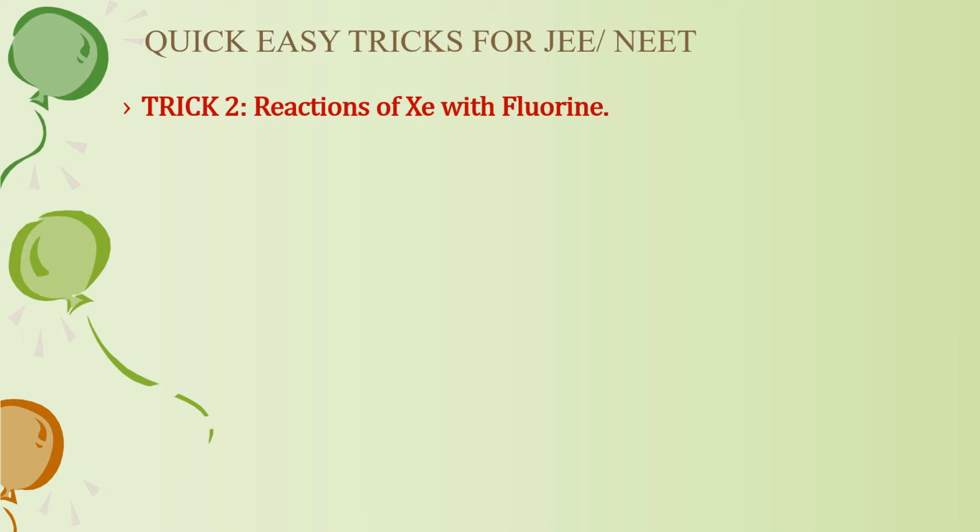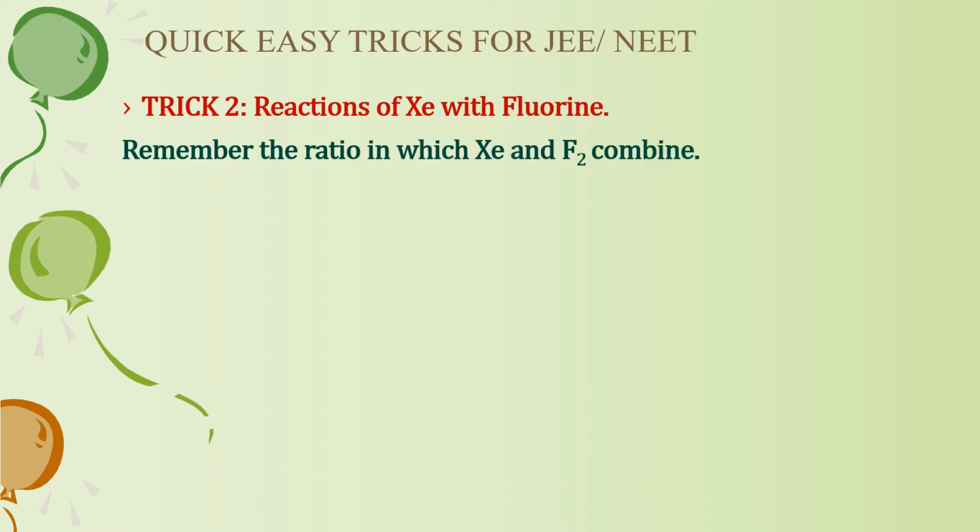The next trick: once the first xenon compound was made, many compounds of xenon were formed, either with oxygen or fluorine because they are the most electronegative elements, and xenon, being a noble gas, is generally not reactive, so it only combines with these most electronegative elements. So we have the reactions of xenon with fluorine, and here the trick is to remember the ratio in which xenon and fluorine combine. The lesser the amount of fluorine, the lesser the fluorine in the xenon compound.